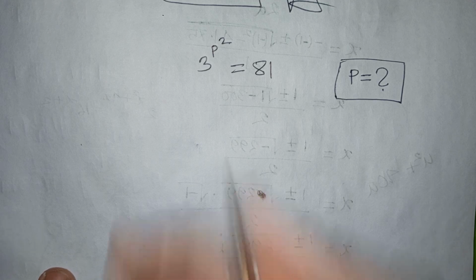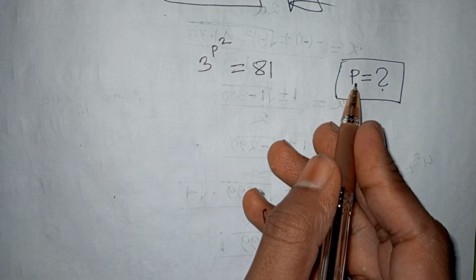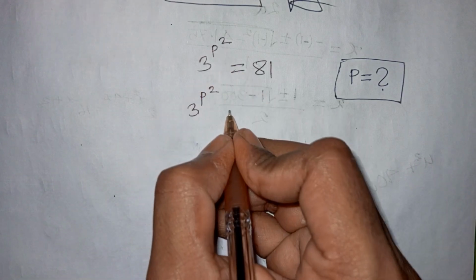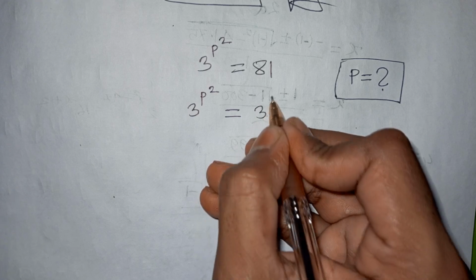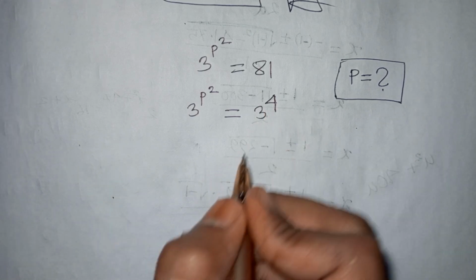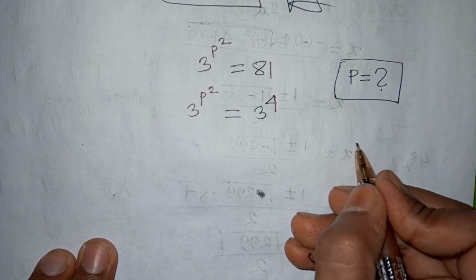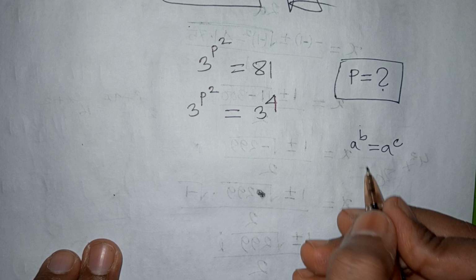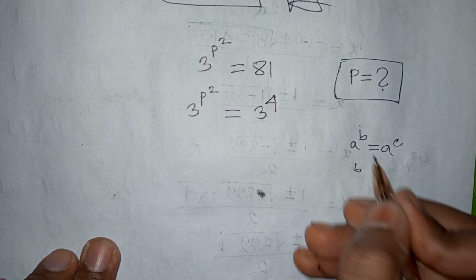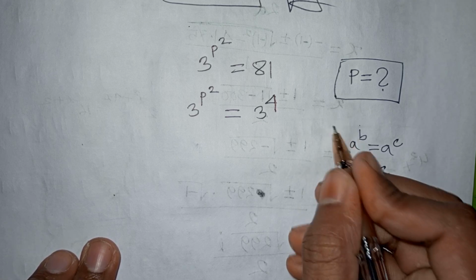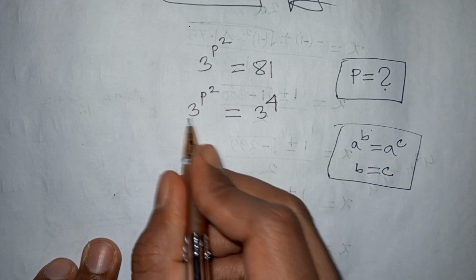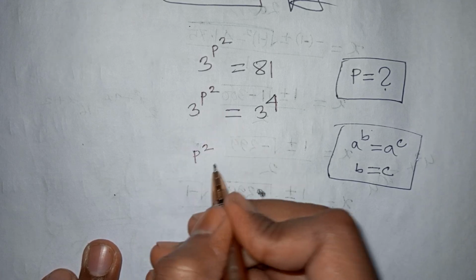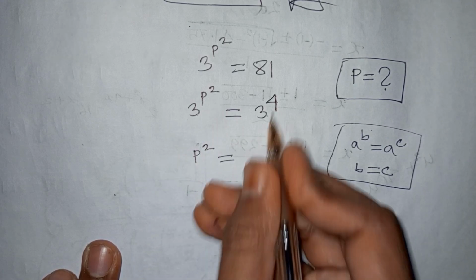How to solve 3 power of p square is equal to 81. Find the value of p. So we have 3 power of p square is equal to 81, which is the same as 3 power 4. In the next step, in the form of a power b is equal to a power c, a will be cancelled because it is the same base. So I can write here b is equal to c. So 3 is the same base, so 3 will be cancelled. So power will be equal to power. That means p square will be equal to 4.